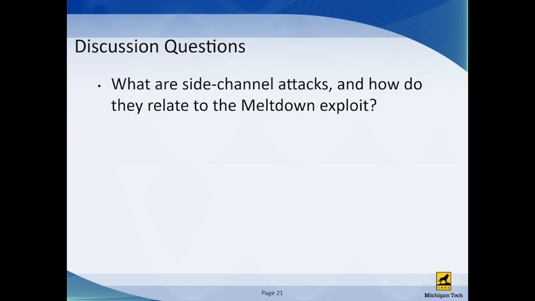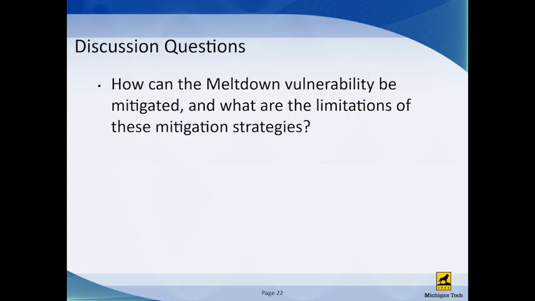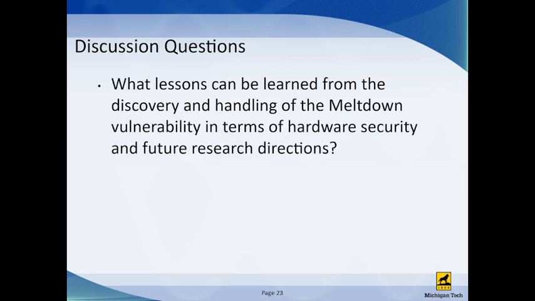What are the limitations of current solutions and how can speculative execution be safely used in the future? How can the Meltdown vulnerability be mitigated and what are the limitations of these mitigation strategies? What lessons can be learned from the discovery and handling of the Meltdown vulnerability in terms of hardware security and future research directions?